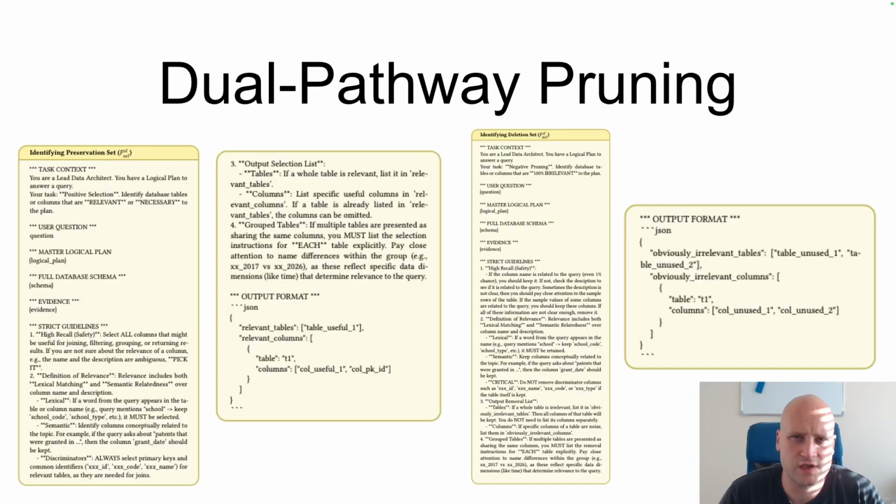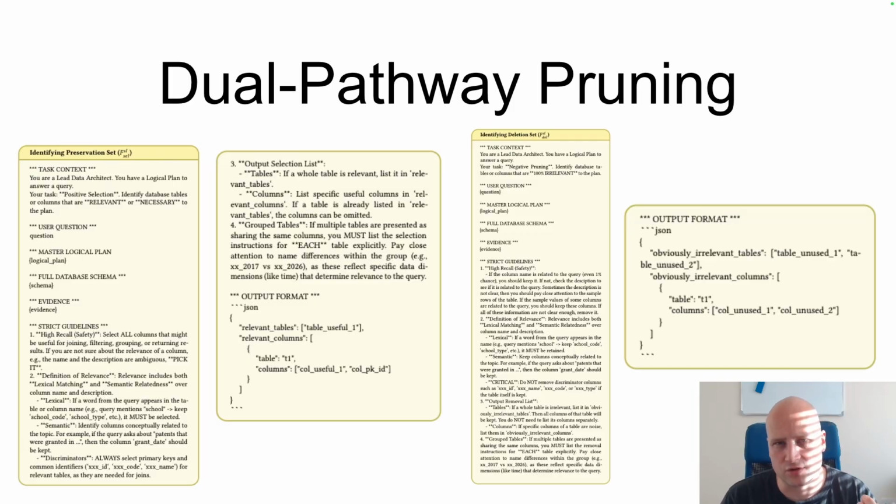Here are some example system instructions that you would use for this stage. These come from the Apex-SQL paper and can be found in the appendix. Something to point out here is that the instructions for the preservation set ask for the LLM to return relevant tables, so these are entire tables that the LLM believes to be relevant, and then also relevant columns. So these are columns that the LLM believes to be relevant.